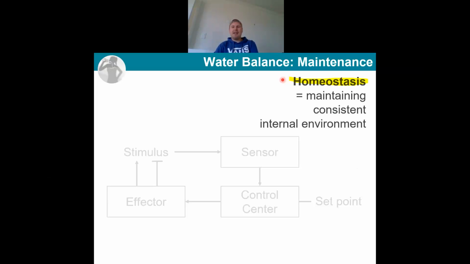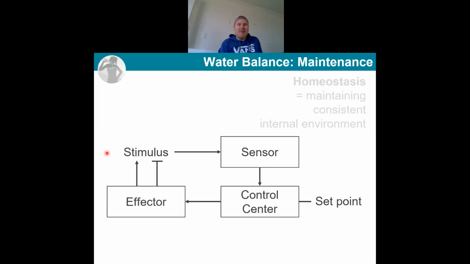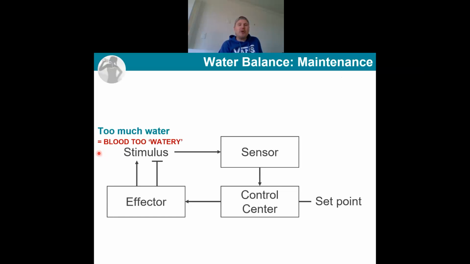The concept of homeostasis. Homeostasis was all about maintaining a consistent internal environment in your body. And we remember that we had this simple diagram that we could use to explain homeostasis. Well, we can use this simple diagram also to explain what happens when we have too much or too little fluid in the body. Let's have a look at that. We're going to start with the situation where there's too much water in our body. So you could think of our blood being too watery. That's the stimulus. That's the change.